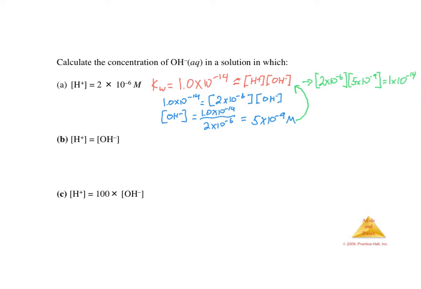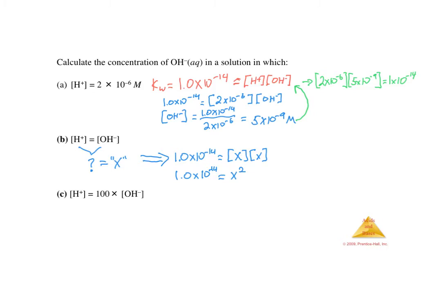For the second problem, we haven't specified concentrations. We've just said that they're equal, but they're equal at 25 degrees Celsius. They're equal, so we're just going to put them both as x. So we can say that Kw, still 1 times 10 to the minus 14, is equal to the concentration of x times the concentration of x. We can rearrange that to be x squared.